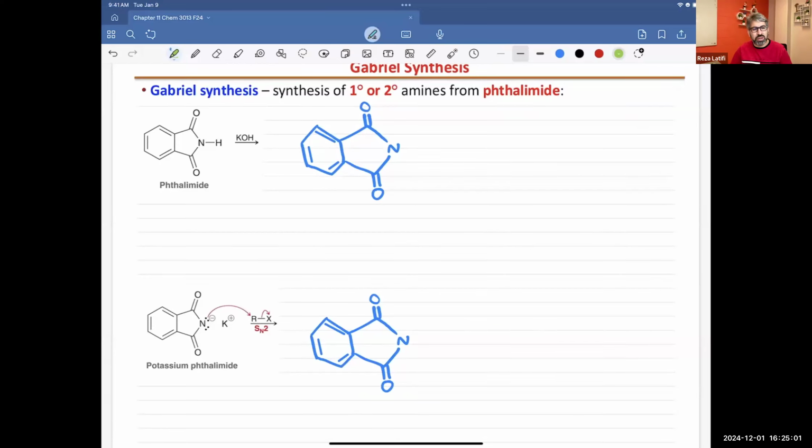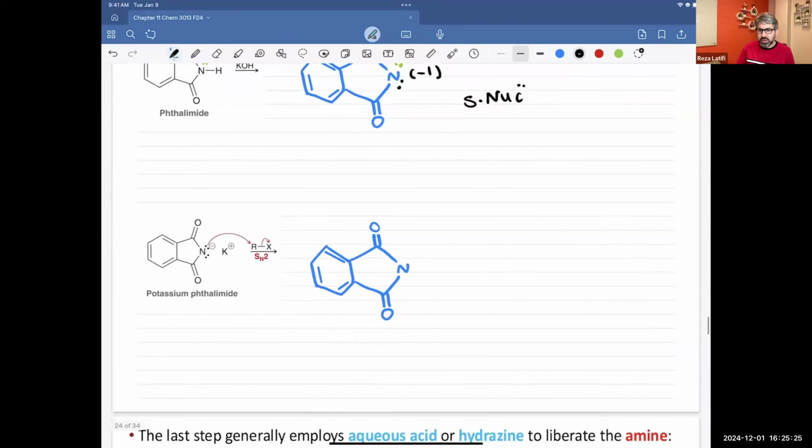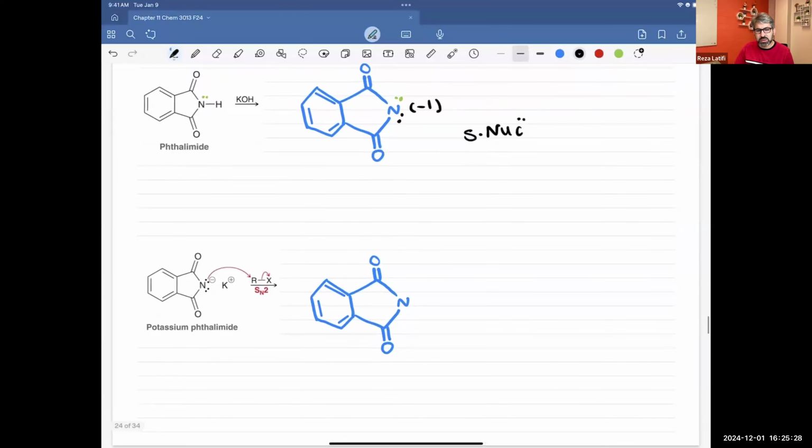In the Gabriel method, we have phthalimide, and we treat it with a strong base. The strong base is going to generate nitrogen with a negative charge. Nitrogen already has a lone pair, so here we have a lone pair, we get another lone pair, that means we have a -1 charge. And because it has a negative charge, it will be a strong nucleophile or strong base. Now, this base or nucleophile can get involved in the SN2 reaction, and it will kick the leaving group out of the system through SN2 reaction.